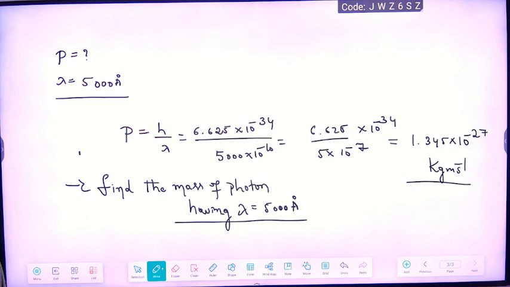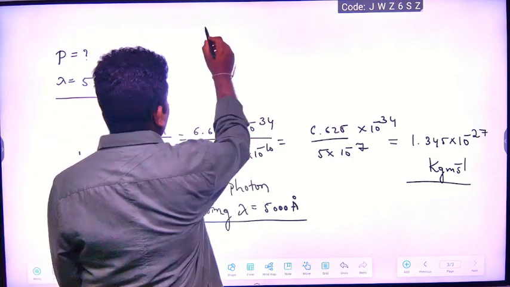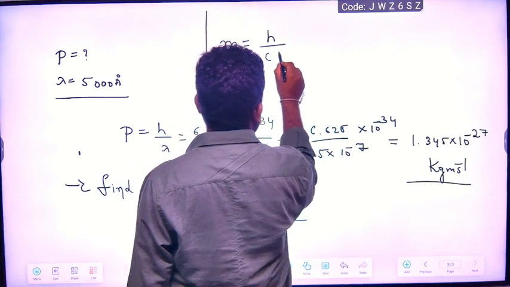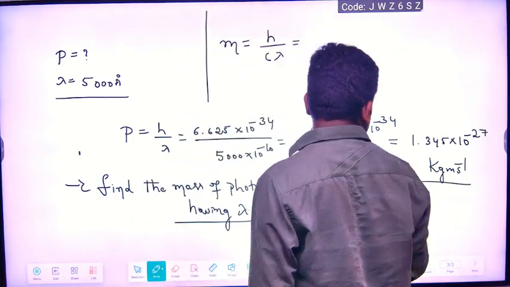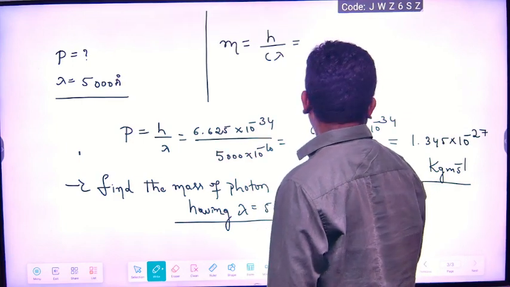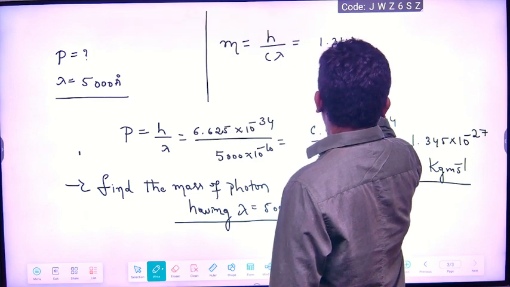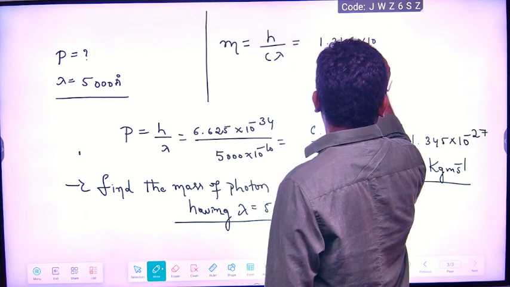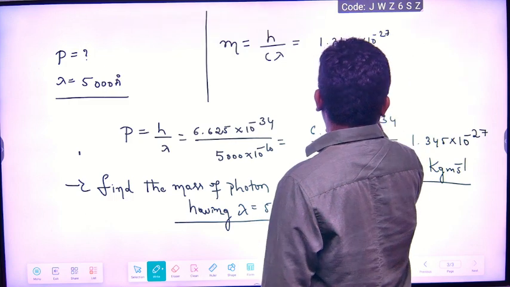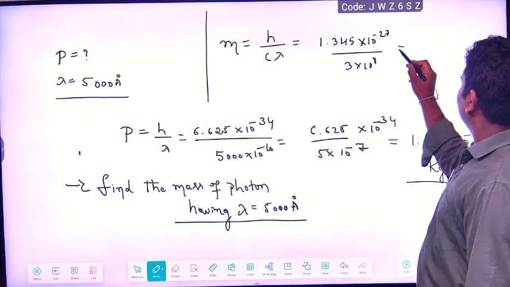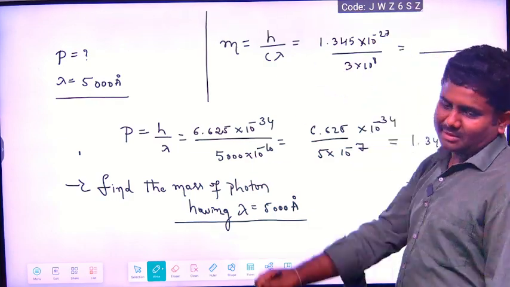Sir, it doesn't come the same. Hey, what is the answer? What is the formula? Mass is equal to what? h by c. Very good. Okay, h by c we got, h by lambda we got, divided by c you do. It's easy. 1.345 into 10 to the power of minus 27, divided by c, 3 into 10 to the power 8. How much will you get?